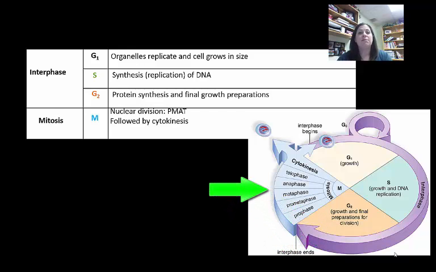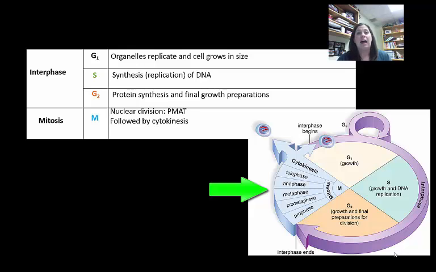The other part is mitosis. Mitosis is what we call the M phase, and this is where the nucleus is going to divide. It's the nuclear division. Now, this is represented by a couple of phases that we call PMAT. If you can remember that it's PMAT, that's the correct order. Prophase, metaphase, anaphase, telophase. So you have those four, and they're called PMAT together.